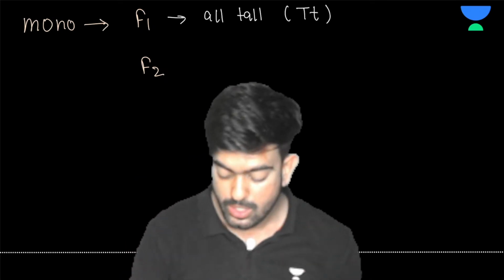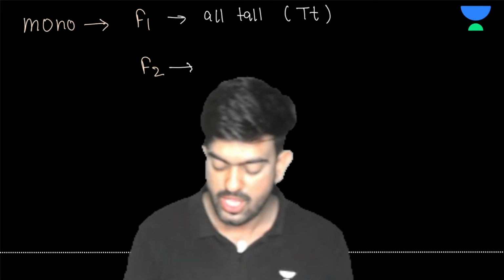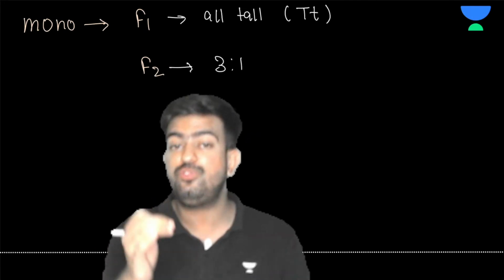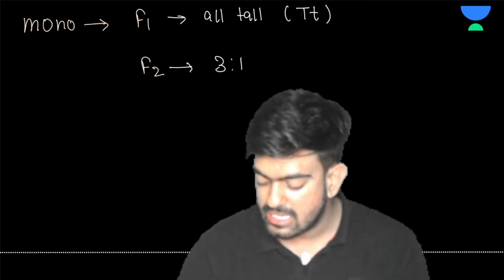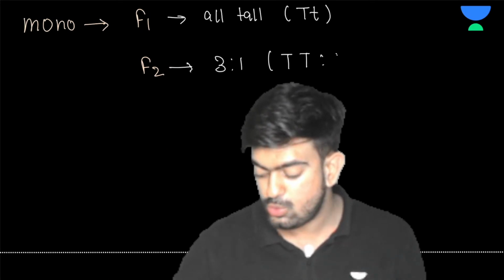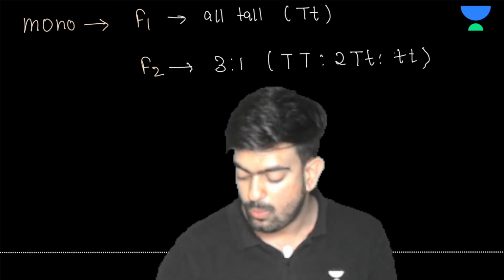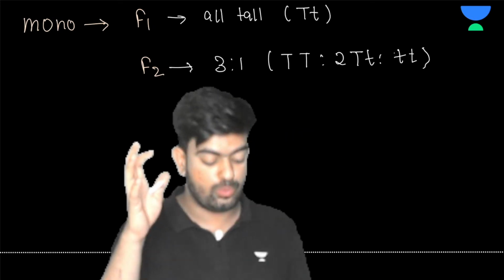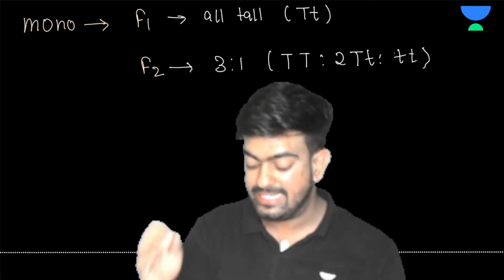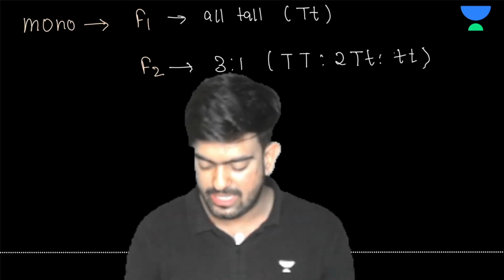That's great, sir. Now if I talk about the F2 generation, we had a phenotypic ratio of 3:1, and the genotypic ratio was 1 capital T capital T, 2 capital T small t and 1 small t small t. That means a 1:2:1 ratio was present in the monohybrid cross F2 generation. That's great, sir. That's very good.